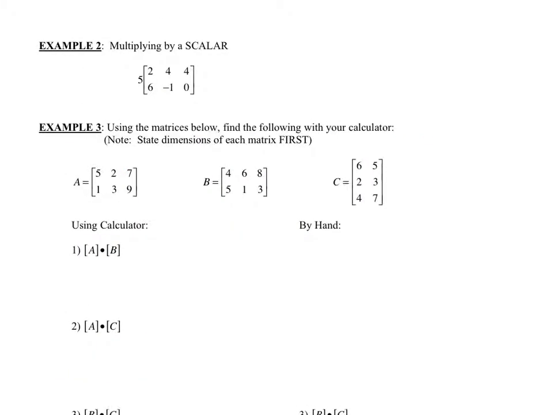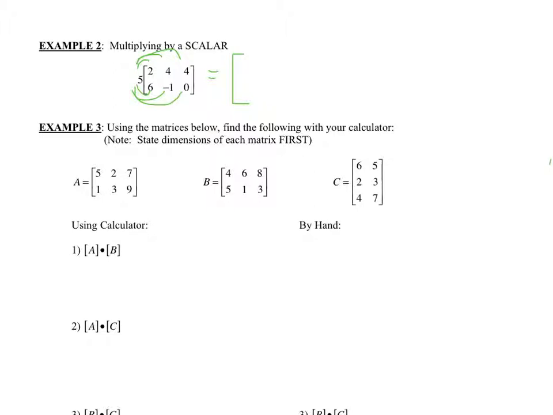Okay, before we get into actually multiplying matrices, we are going to talk about multiplying by a scalar. Multiplying by a scalar is just like multiplying by a coefficient of any quantity. All we're going to do is distribute that 5 to every element inside, and our elements stay in the same position. So it's going to look like the following.